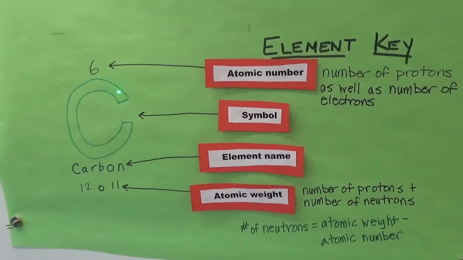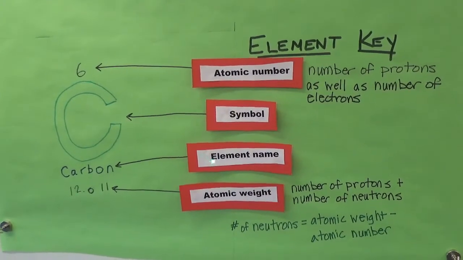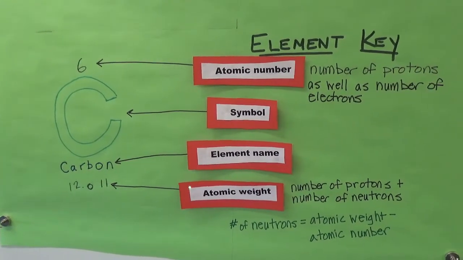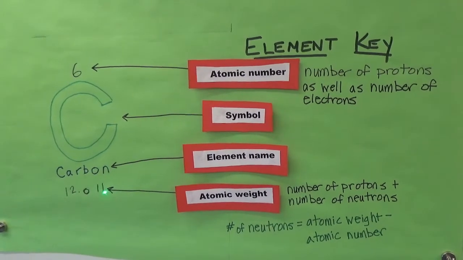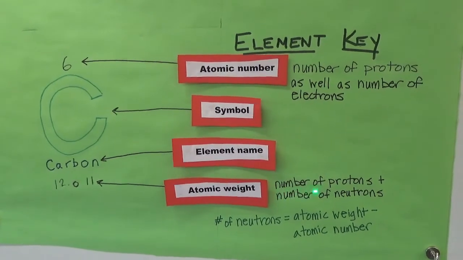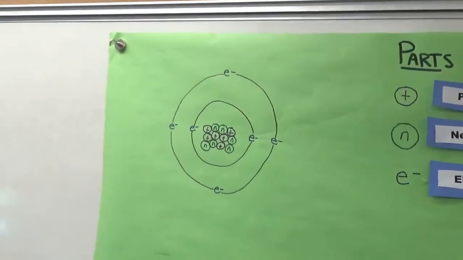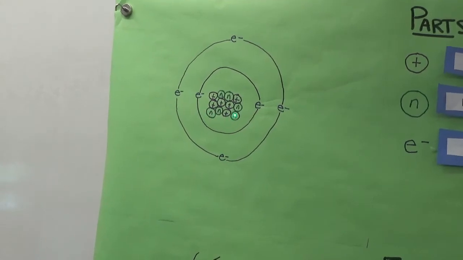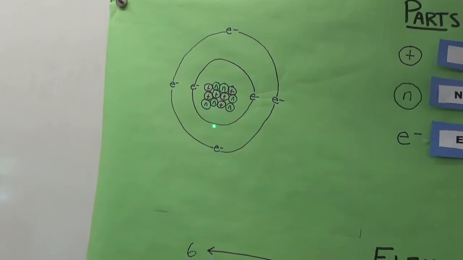Now on any other element key, you're always going to find the symbol. So the symbol for carbon is the letter C. You're going to see its element name, so you see the name down here for carbon. And then the other number on here is this decimal number down here. In the case of carbon, it's 12.011. That is our atomic weight. This is the number of protons plus the number of neutrons. So if we go back up here to our model of the atom, you'll notice for carbon that there are 12 protons and neutrons within its nucleus.